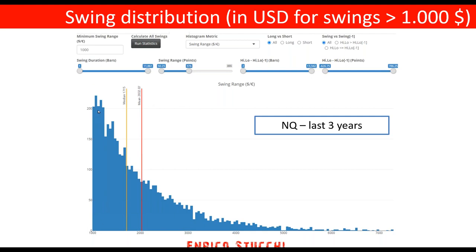So for instance, if you have a swing larger than $1,000, you know that you have a strong probability to go until the median or the mean. Okay, here the probability to have a larger swing without any retracement larger than $1,000 is very low.